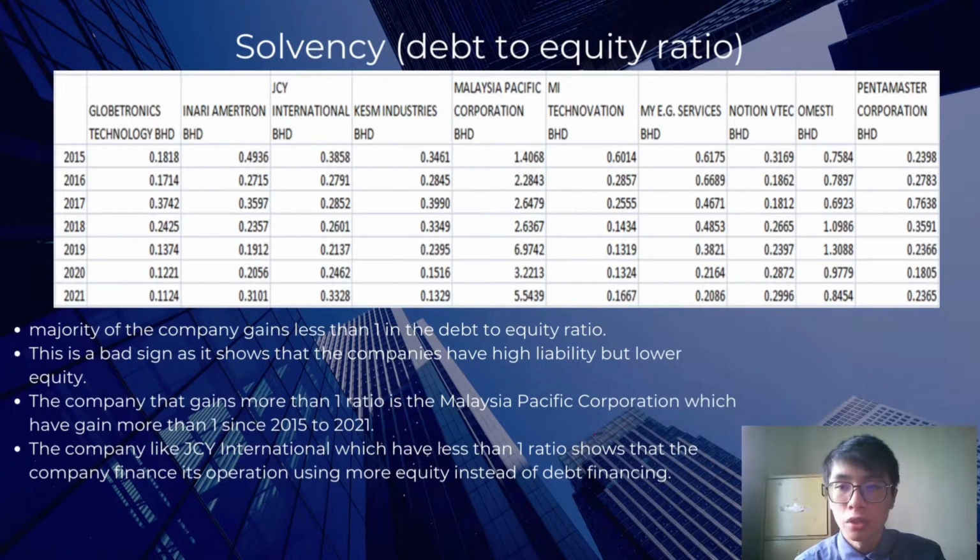The result shows that the majority of the companies gained less than 1 in the debt to equity ratio. This is a bad sign as it shows that the company has high liability but lower equity. The company that gains more than 1 ratio is Malaysia Pacific Corporation, which has gained more than 1 from 2015 to 2021. Companies like JCY International, which have less than 1 ratio, have shown that the company finances its operation using more equity instead of debt financing.